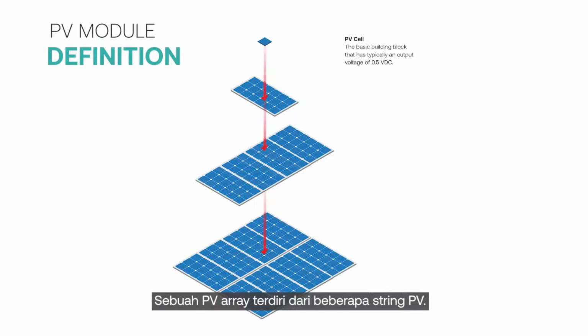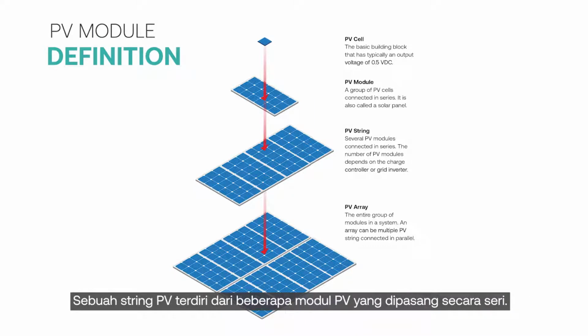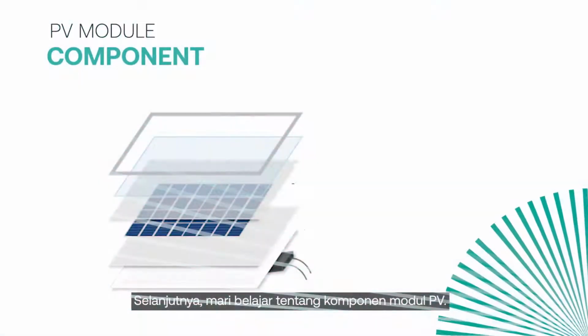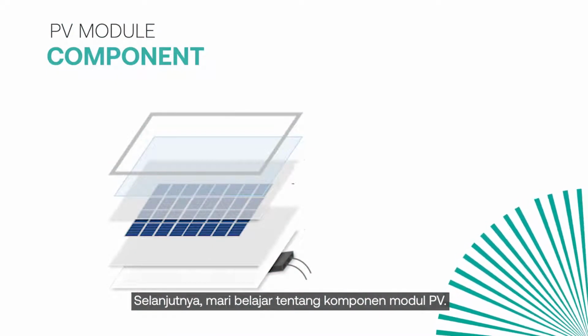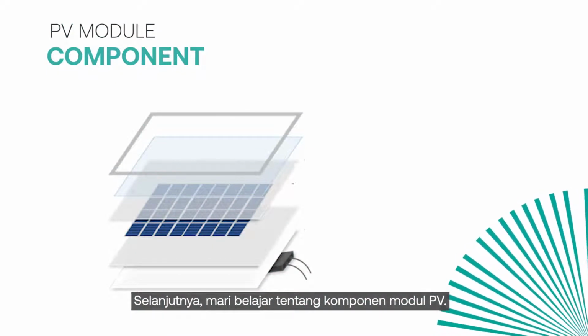A PV array consists of PV strings. A PV string consists of PV modules connected in series. A PV module consists of PV cells, or photovoltaic cells, connected in series. Next, let us continue to learn the components of a PV module.